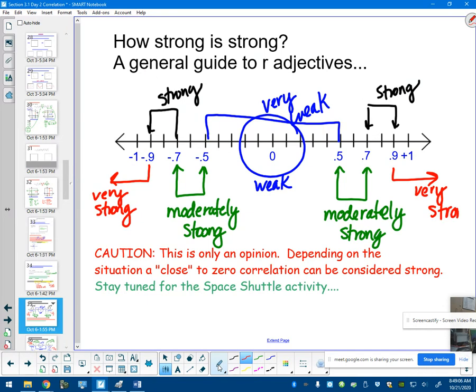Now, yesterday I said I don't really care too much about the "varies" and the "moderately." As long as you can get in between -0.5 and 0.5 is weak, and anything out of that is approaching strong to very strong, then I'm good with that. But there is a caution here. Depending on the situation, a close to 0 correlation can be considered pretty important, pretty strong.